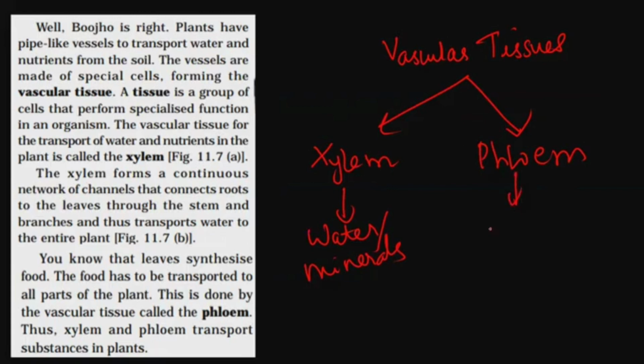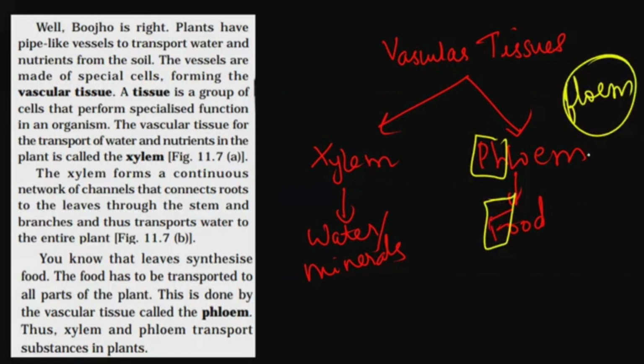Whereas phloem is going to transport the food prepared. The leaf is preparing food. That food has to get transported to all parts of the plant. So I need phloem for that. What is the trick to remember this? The trick is phloem, food, the phonetics. It's not F for phloem, it is PH, but we say phloem, and this is food. So F, phloem, food.